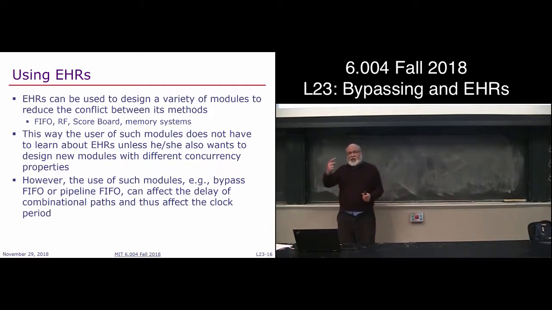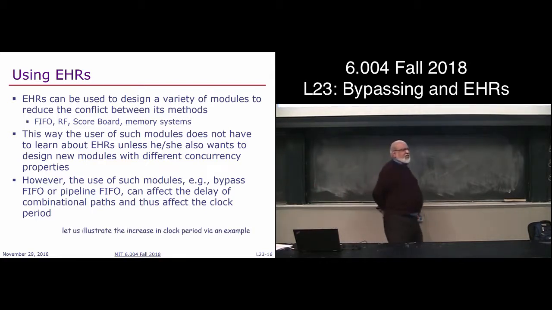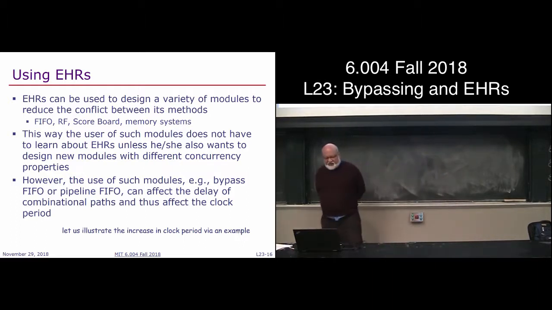Whether I'm going through a bypass FIFO or I'm introducing an explicit bypass, there is a bypass at work. And anytime there is a bypass at work, you can make the combinational paths longer. And that makes things worse, right? So let me just quickly illustrate how this shows up.